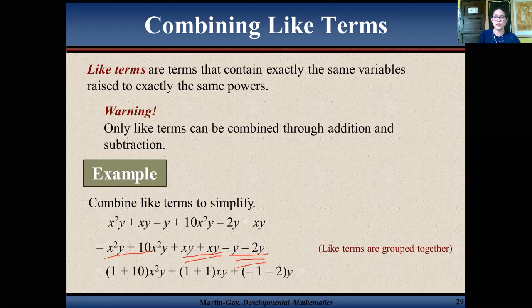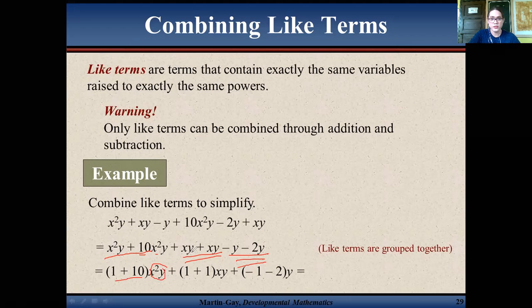You can only add or subtract or combine their numerical coefficients. The rest, you will just copy the other terms, especially their variables or their common terms. So as you can see, in here, we just add 10 and 1, 1 plus 10. So we just copy the variables used, the term that they use, x squared y.